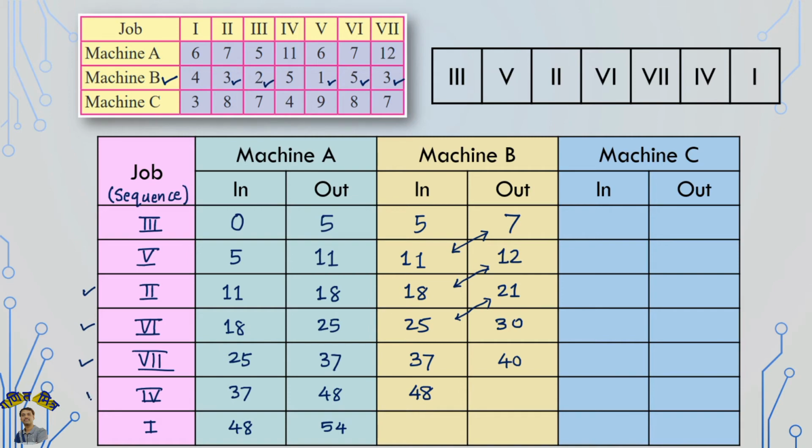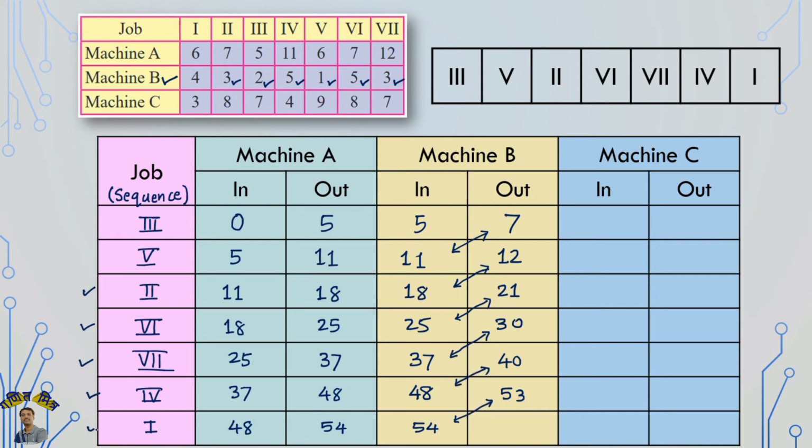Now check this job, job number 4. What is the value for job number 4? It is 5. So 48 plus 5, it is 53. Now compare this 53 with this 54. 54 is greater. So let me write 54 here. Okay, I just forgot to draw all those arrows because there is a gap in these values.